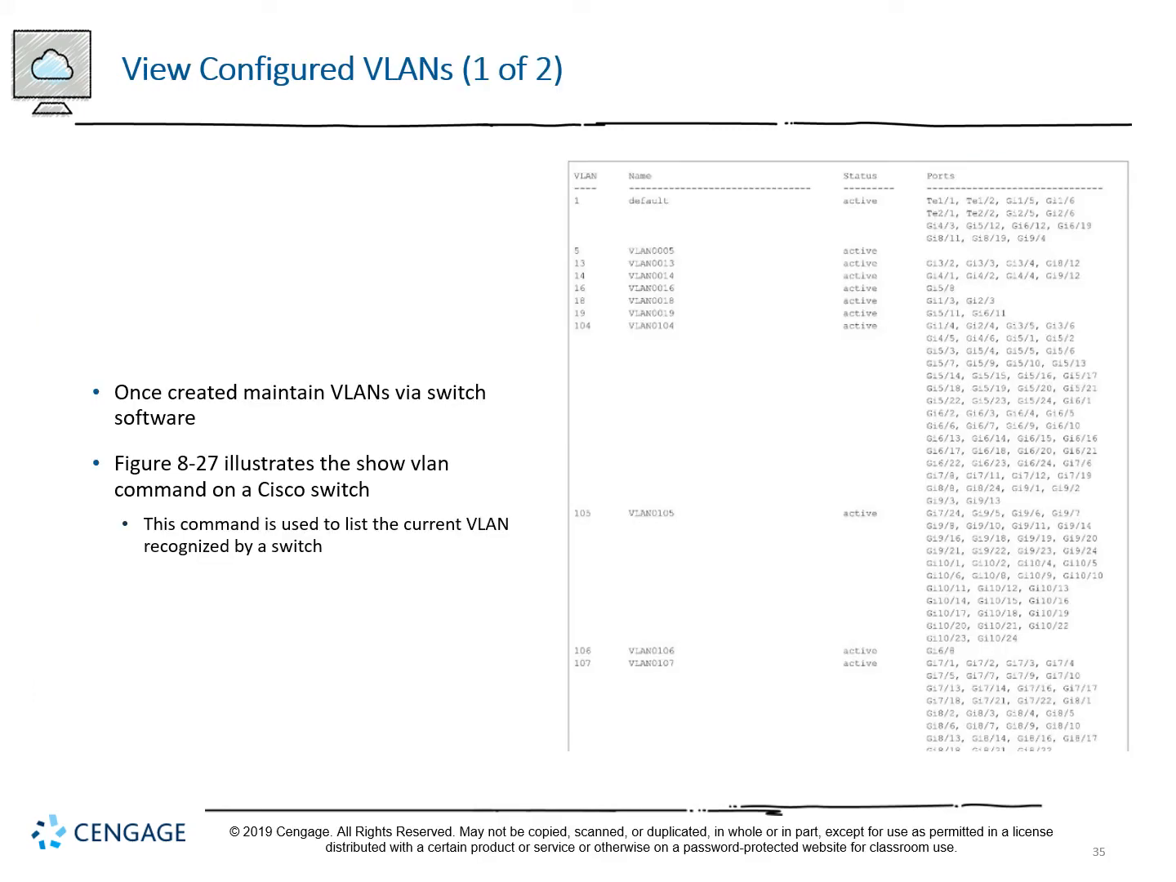Now once created, we're going to maintain VLANs through the switch's internal firmware, so the IOS software. In this case, we're going to look at figure 8-27 on the right, and this is going to be the result of the show vlan command on a Cisco switch. This is used to list the current VLANs as recognized by the switch. So we can see that we've got our default number 1, and then we've got VLANs 5, 13, 14, 16, etc., going all the way up to 107.